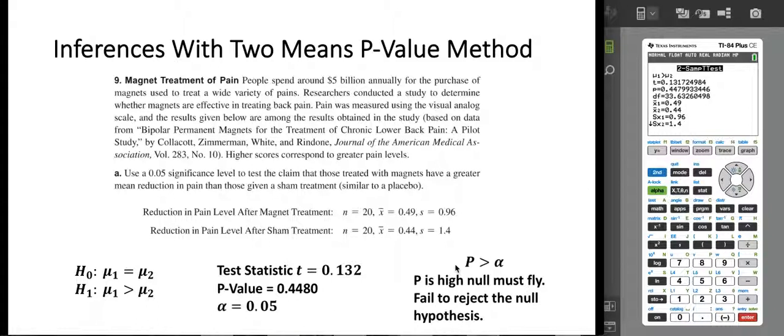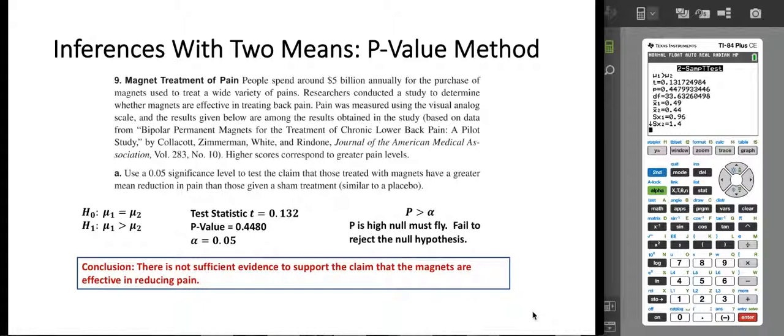Well, since p is high, remember that the p-value is larger than alpha. Since p is high, null must fly, which means we're going to fail to reject the null hypothesis. So the conclusion we draw, using the claim from the problem, remember the claim is that the treatment with magnets is greater than the treatment with the placebo. So our conclusion is there is not sufficient evidence to support the claim that the magnets are effective in reducing pain. Okay, let's look at that confidence interval method now.